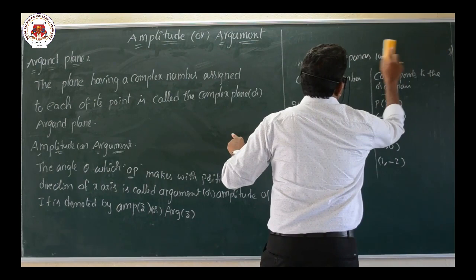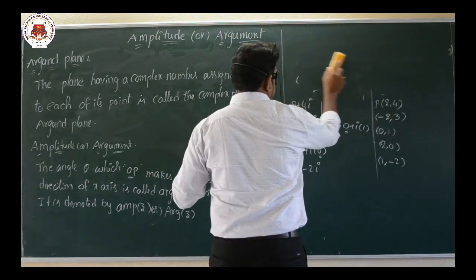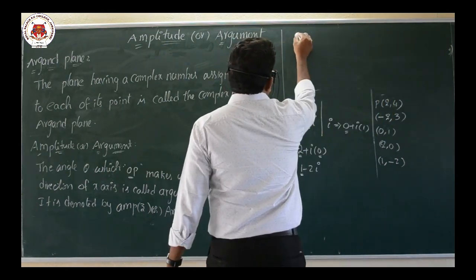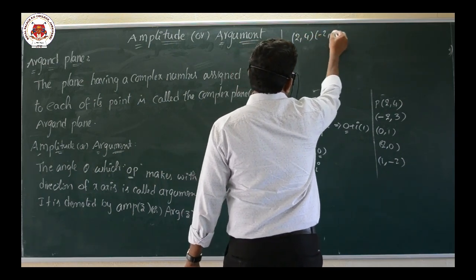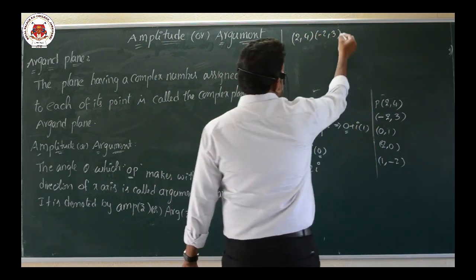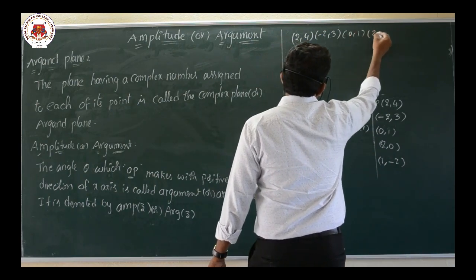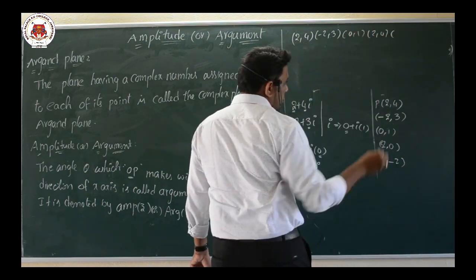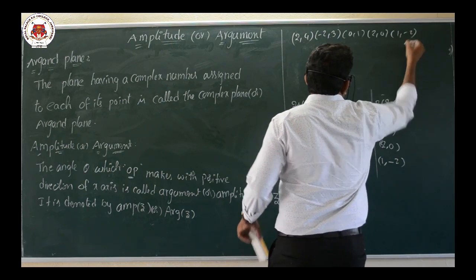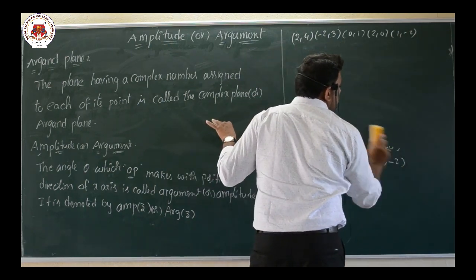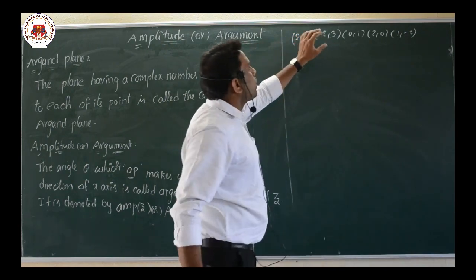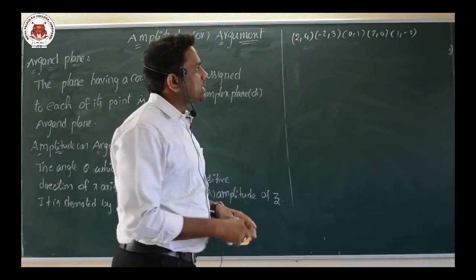First of all, these ordered pairs are there. Whatever the ordered pairs are, I am going to write here. One ordered pair is (2, 4). Another one is (-2, 3). And the next one is (0, 1), then (2, 0). And the last one is (1, -2). Now I am going to plot these points in the coordinate axis system.